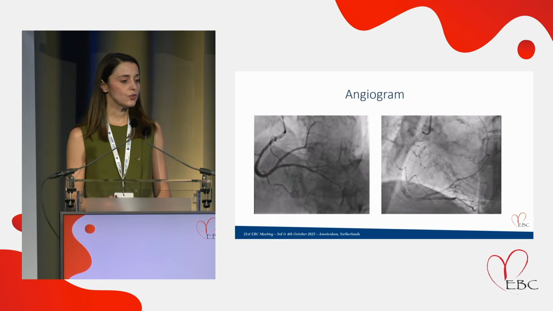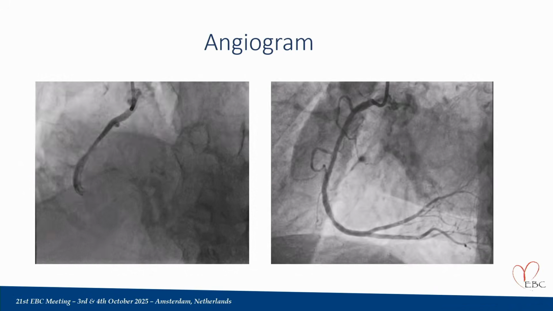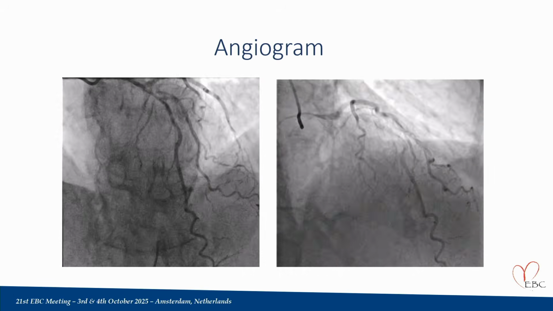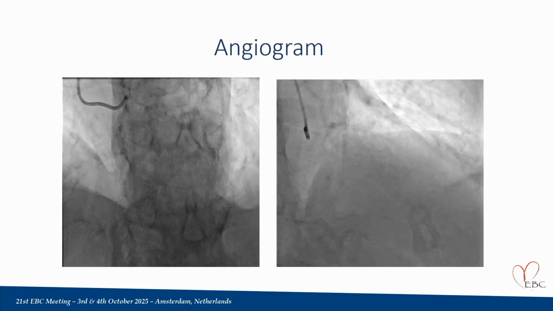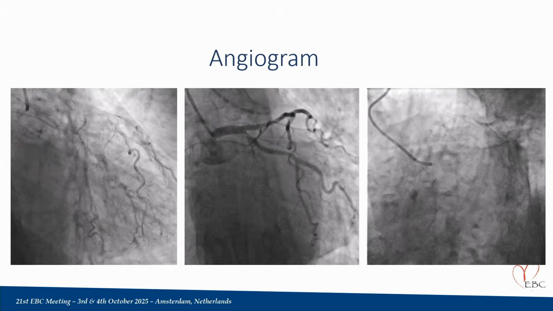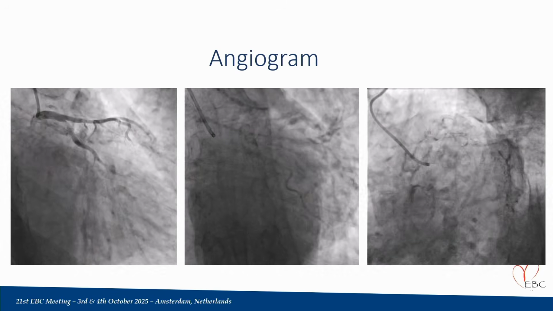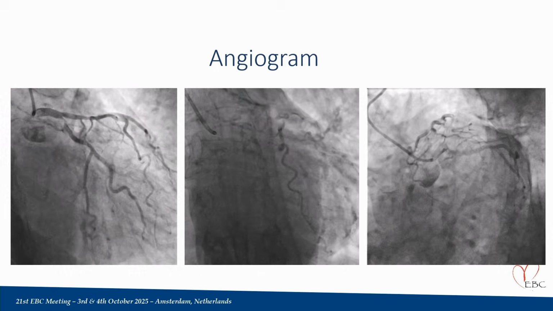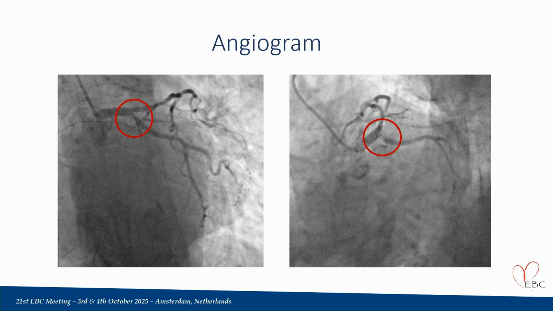So this is her angiogram, patent stent in the right, possibly mild ISR. Moving on to the left system, you can clearly see where the problem is: the ostial circumflex. There is a lesion, and angiographically it appears heavily calcified.